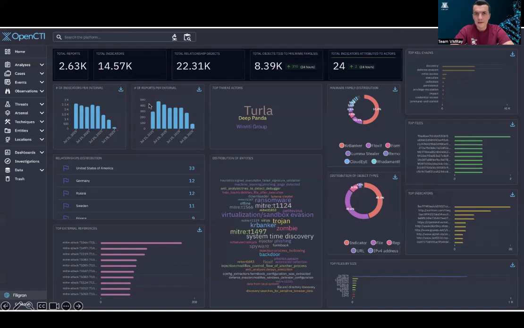And another item, indicators attributed to actors. Here, with external enrichment, we are surfacing indicators where attribution to specific threat actors is made. So that's crucial for actor tracking and prioritization, especially for high-risk verticals. If you're tracking some specific threat actor groups targeting your industry, this can be very useful.